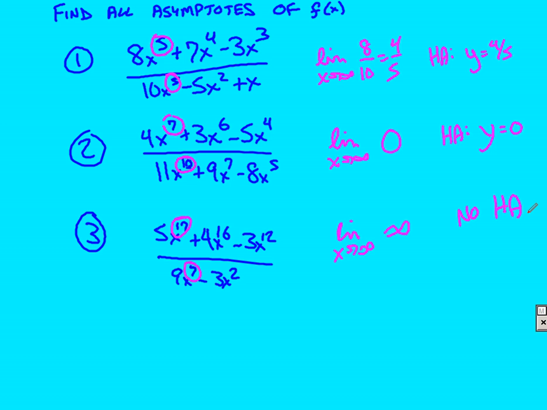And there you have it. That's how we find horizontal asymptotes dealing with limits at infinity.